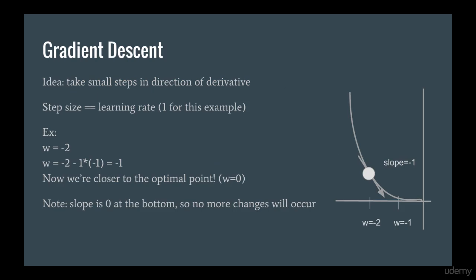Well, let's say we have an error curve, and we've randomly initialized the weight to some point. Suppose the derivative at this point is -1, and suppose the point is at -2. Well, the idea is we want to take small steps in the direction of the derivative. The step size is what we call the learning rate. Let's set that to 1 for this example. So the update becomes -2 minus 1 times -1, which gives you -1. So our update becomes -1, which brings us closer to the optimal point. We just keep doing that until we get to the bottom. Notice that the derivative at the bottom is 0, so once we get there, the weight won't be updated anymore.